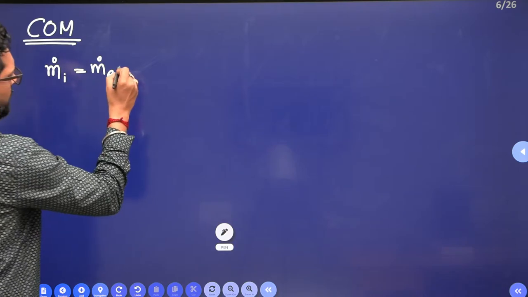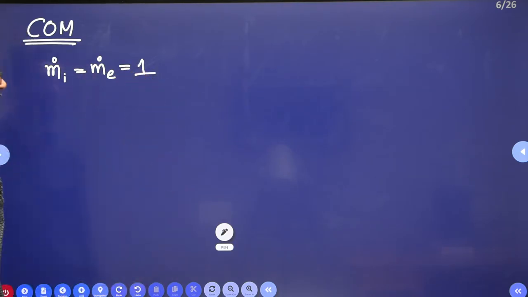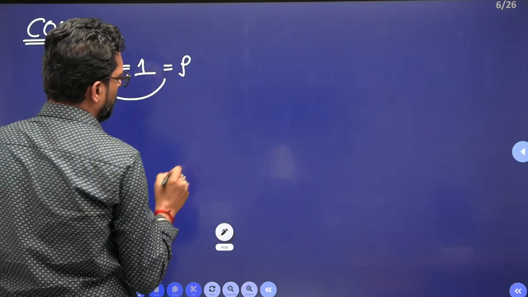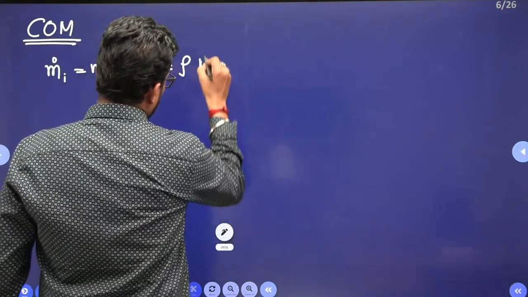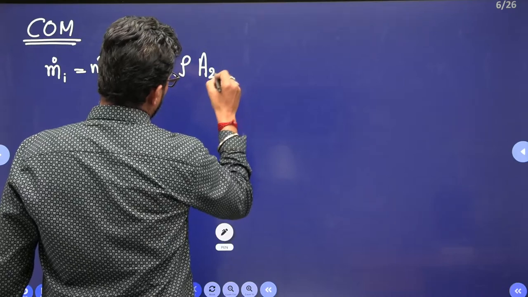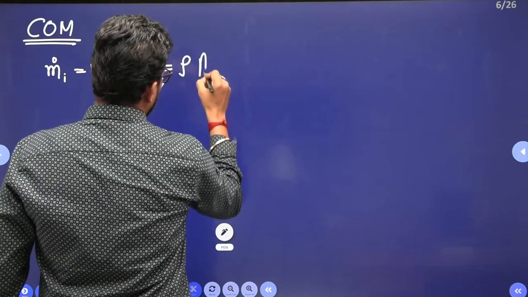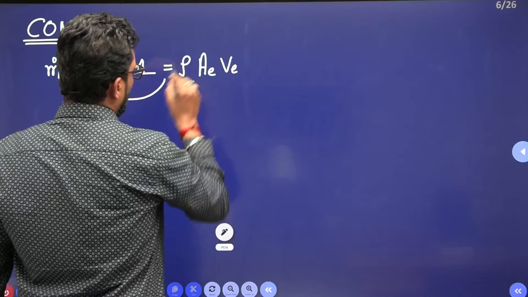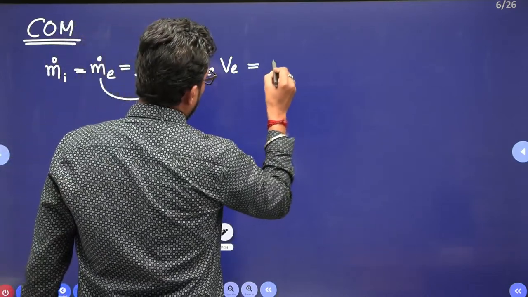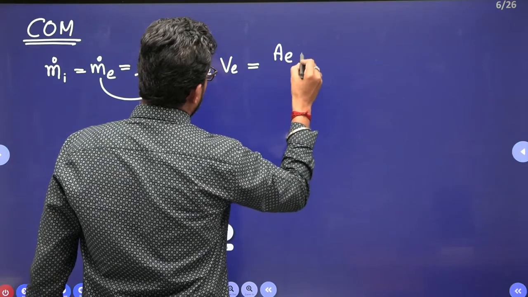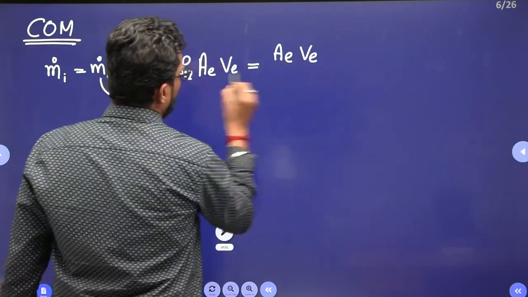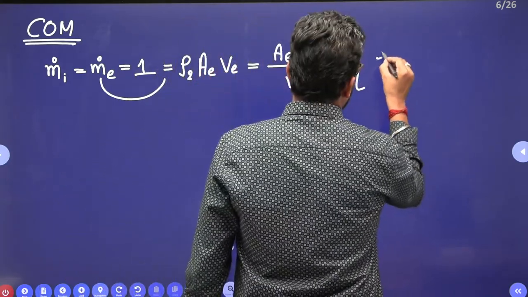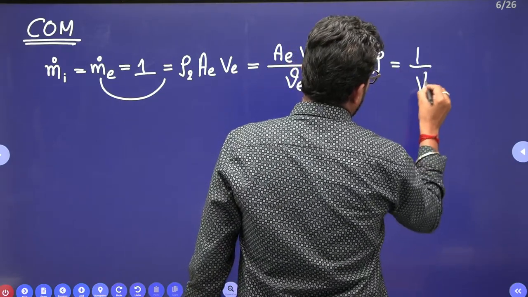Yes or not? And this is equal to 1 kg per second, it is given. And what is the exit? It is equal to density into area A_E into velocity V_E. V_E you have, A_E you have to find, but you don't have the density. So you write A_E V_E divided by the specific volume at exit. Density is inversely proportional to the specific volume.